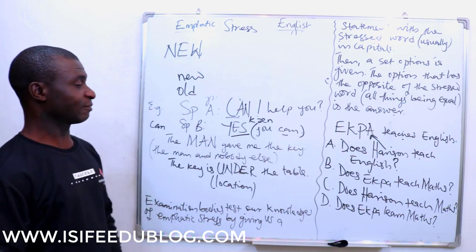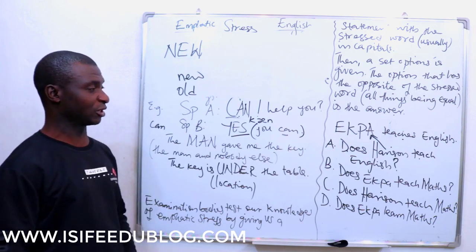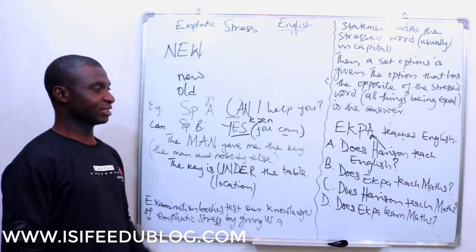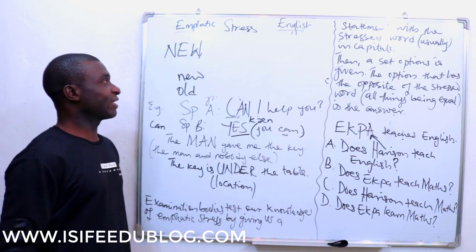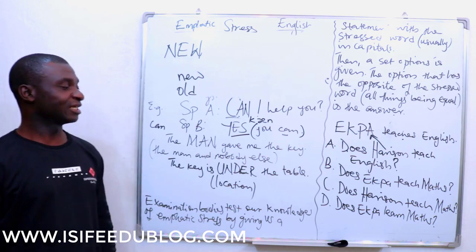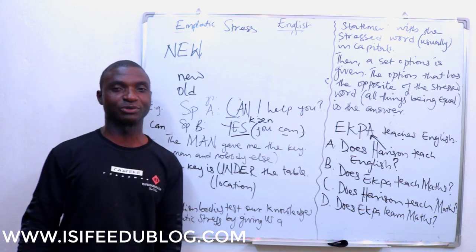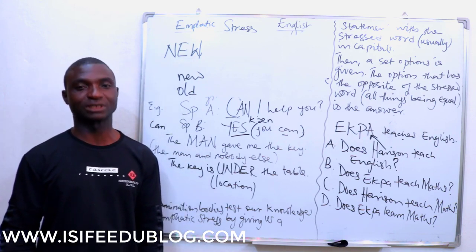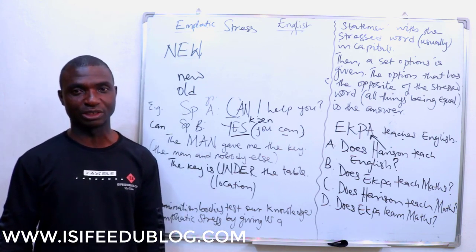So find past questions. Of course, we'll give you all of those. Study them, and you see that emphatic stress, which had been the most difficult topic for you, has become the easiest, because it is actually very easy when you know the rules.